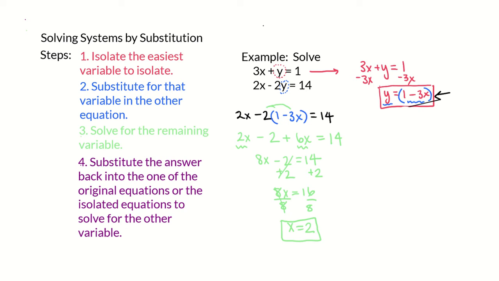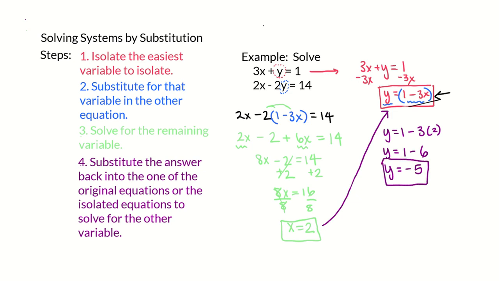Now we want to find the y part of our solution. And we do that by step 4, substitute this answer for x back into one of the original equations or into the isolated equation in order to solve for y. So since we have this isolated equation for y, let's plug in x equals 2 into that equation. So y equals 1 minus 3 times 2. That means y equals 1 minus 6, so y equals negative 5.